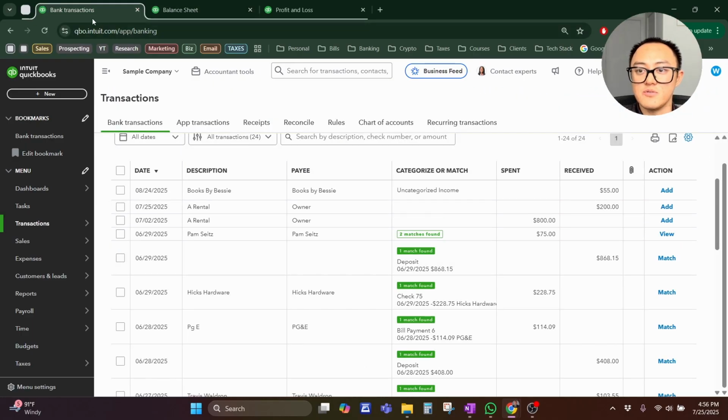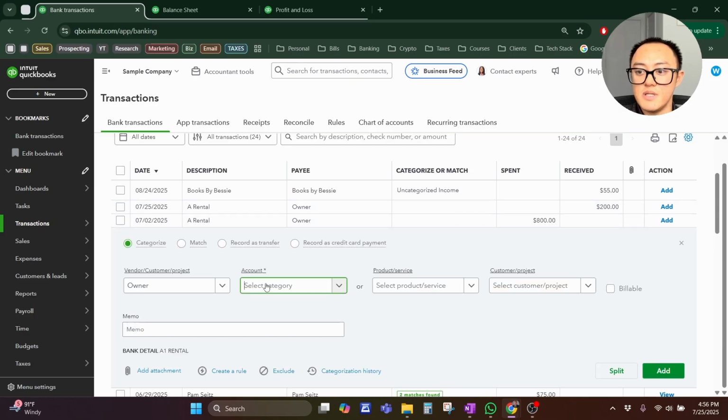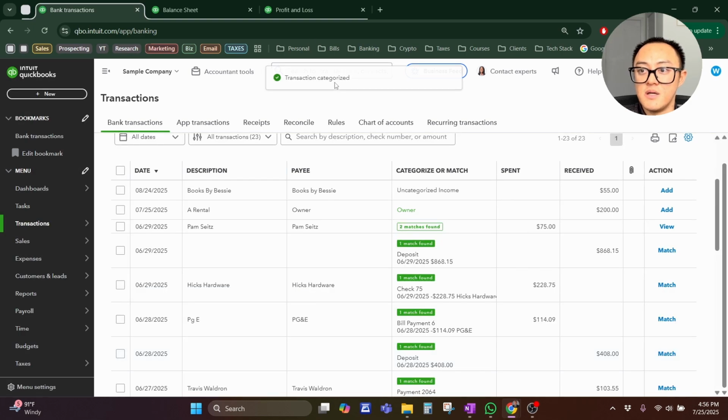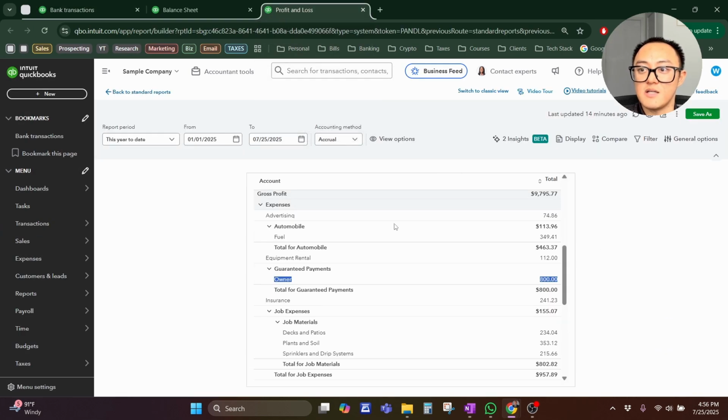If we head back over to the transactions, I'm going to assume that this here is a guaranteed payment. I also created a subcategory for the specific owner's name as well. And if you categorize this transaction, this is going to affect the profit and loss. It's going to show up as an expense, which lowers net income.